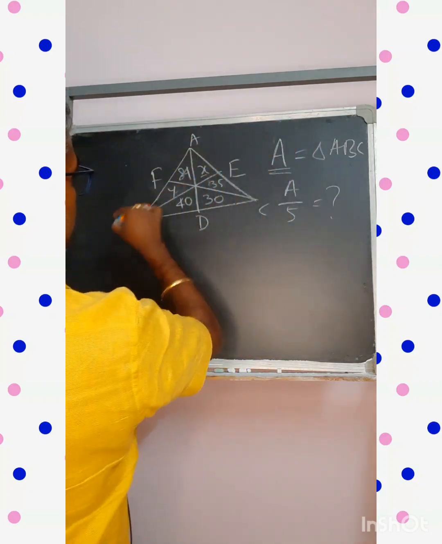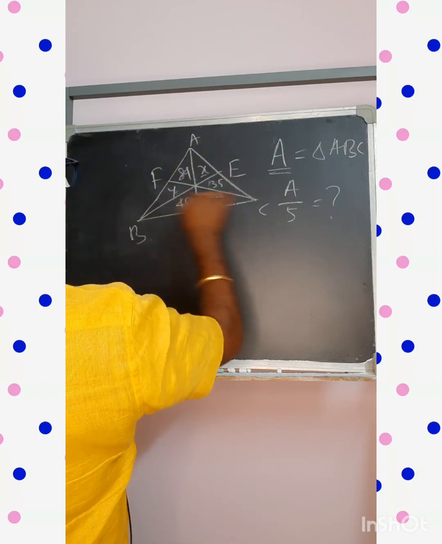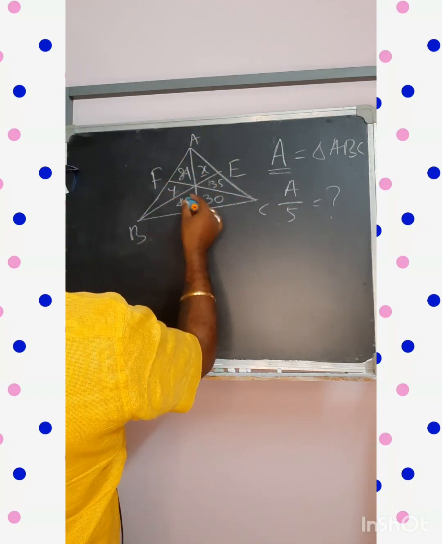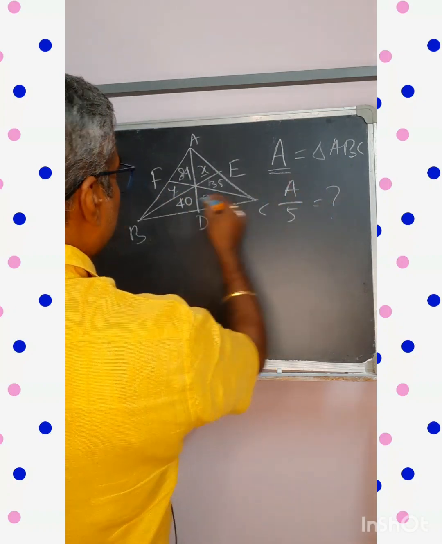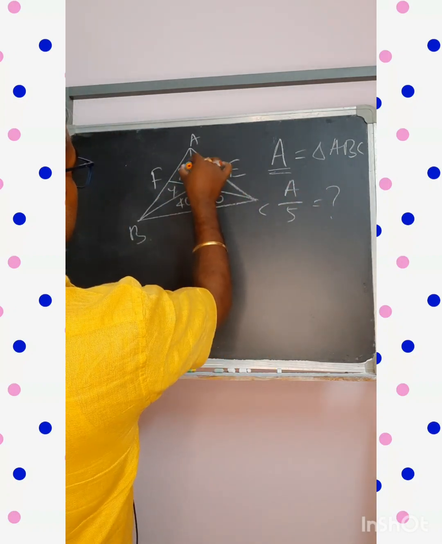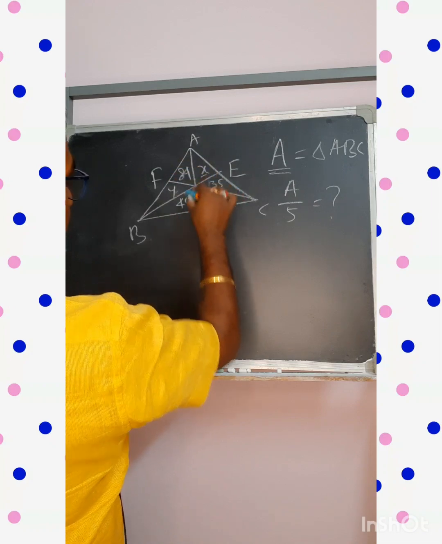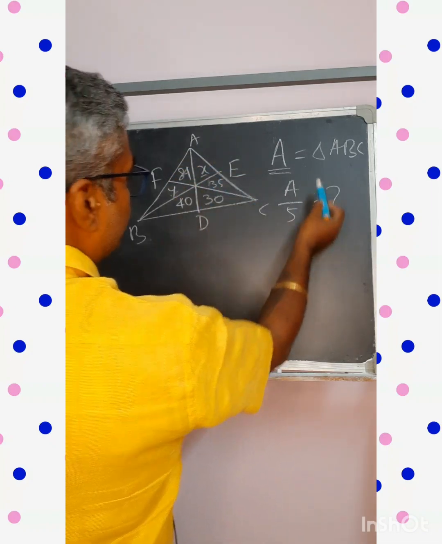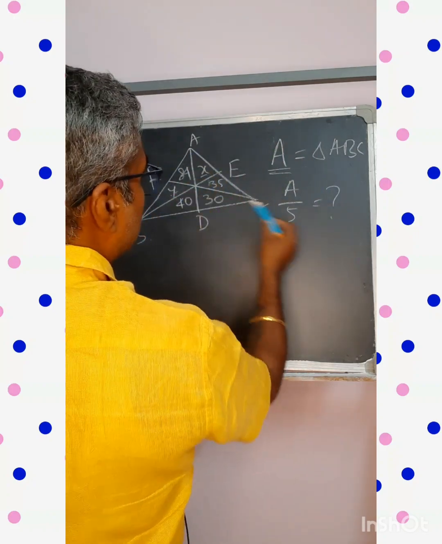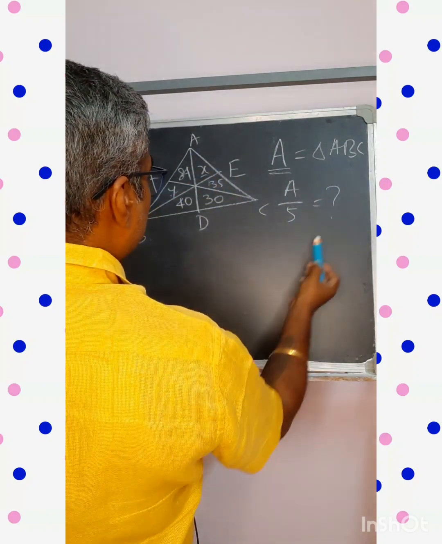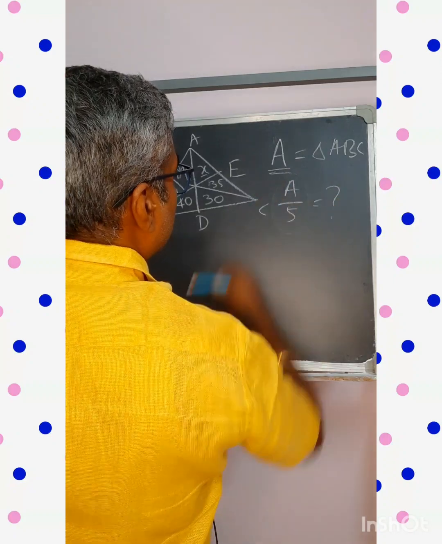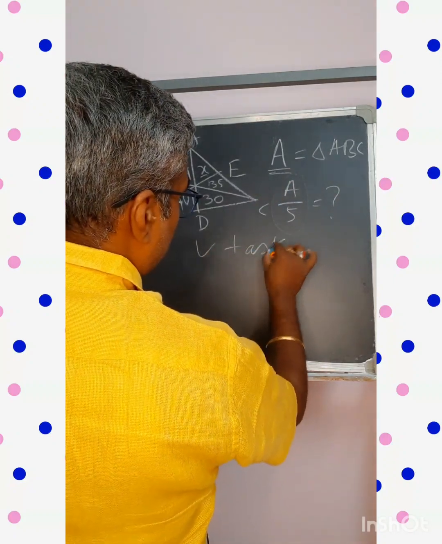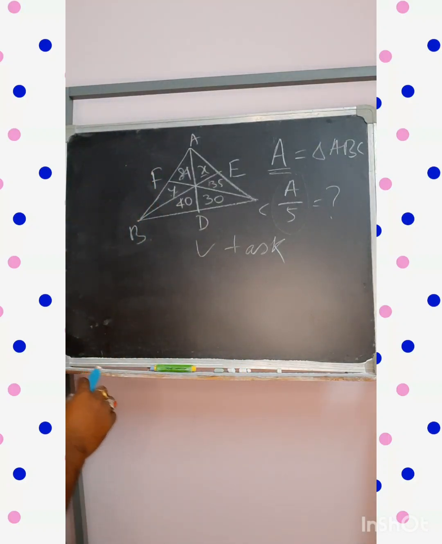The value of A is nothing but the area of the total triangle, and this can be obtained by adding all the areas of the partial triangles that are given, including x and y. You have to calculate x and y from these values using that theorem, and then calculate A by 5. This is your task. You try at home and let me know if somebody can solve it.